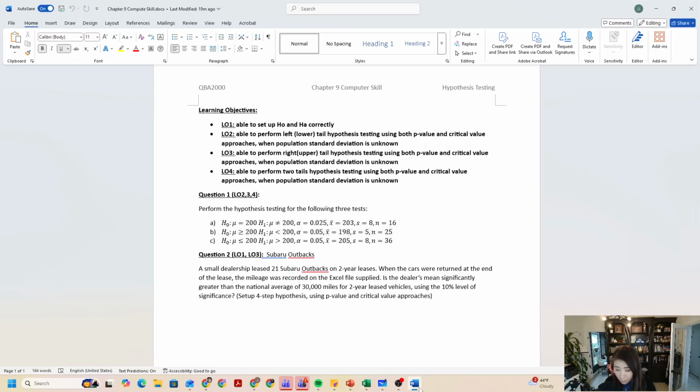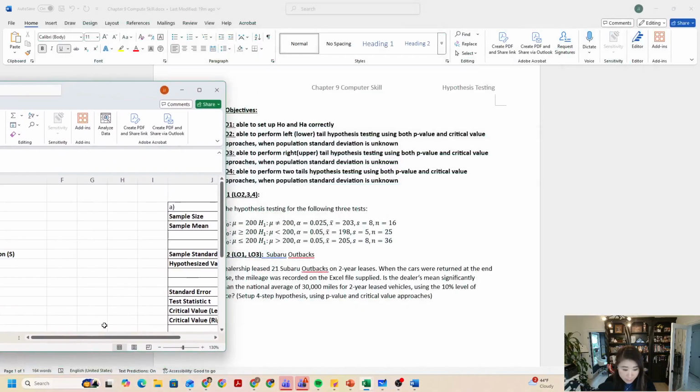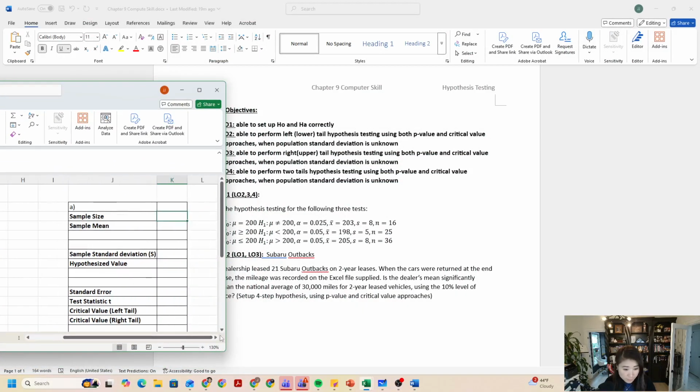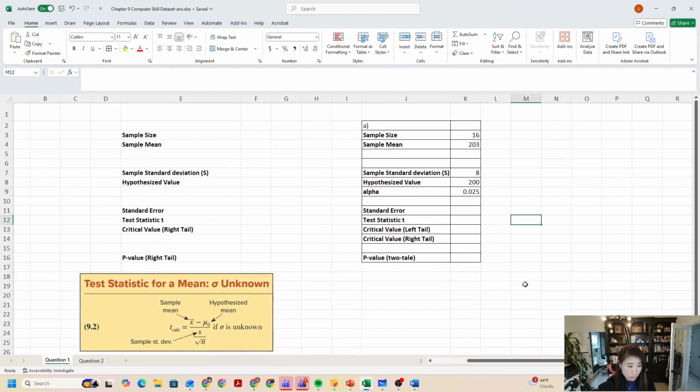Okay, so now let me go back to putting all the information I need into the Excel file. Okay. So the sample size, let me shrink a little bit. As we are reading this case, we learned that the sample size is 16, and the sample mean we are given is 203, and then the sample standard deviation is equal to 8, and the hypothesized value we are given is 200. And then here we also want to add in that alpha value. I didn't include it because usually I use a default value. So the alpha here is 0.025. Okay, so given all this information, we are able to start to do the hypothesis testing.